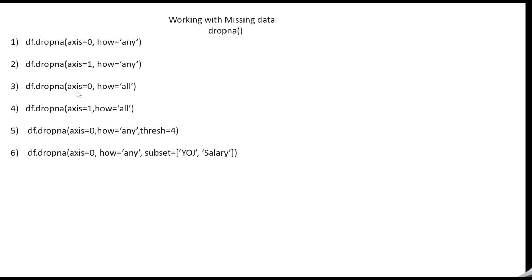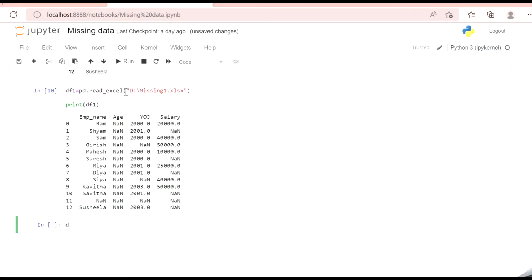Third one, that is dropna, axis is 0, how is equal to all. We saw any. Now let's see how all works in dropna. df1 dot dropna, axis is equal to 0, comma, how is equal to all. So here axis is equal to 0. It stands for row. 0 means row. So we have to consider the rows in the data frame. How is equal to all? So in any of the rows, if all the values are none, then that row will get deleted.